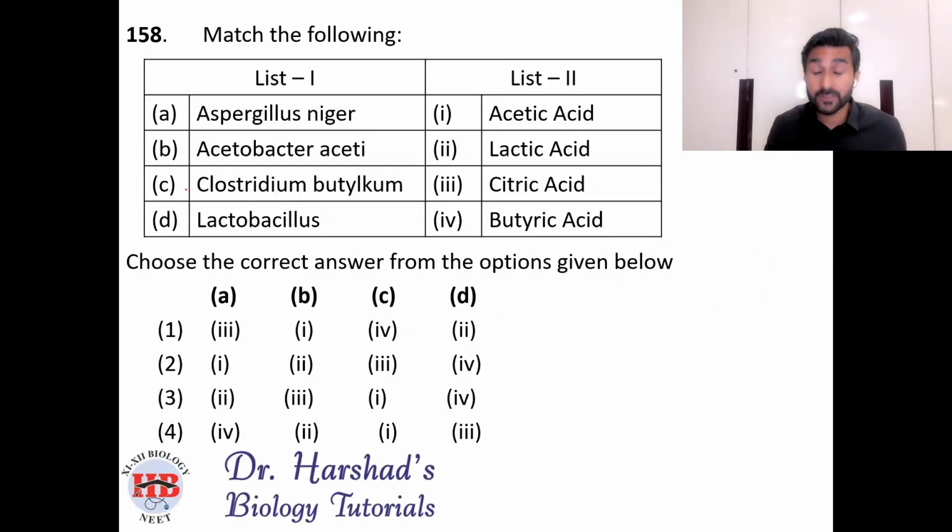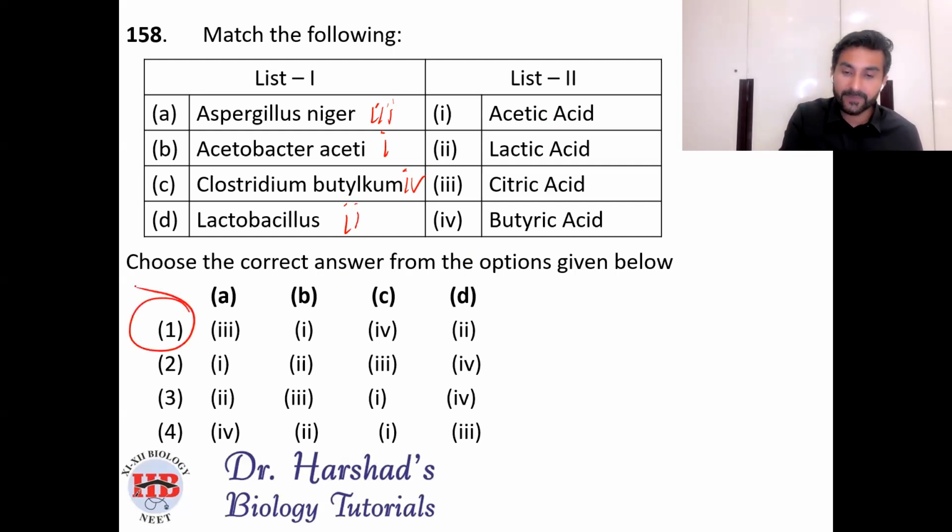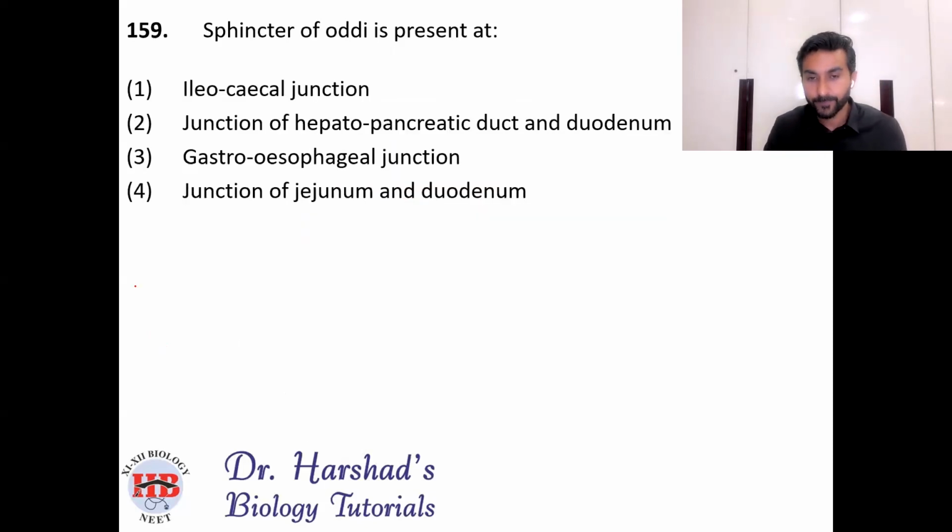The next is the match, which is from the chapter Microbes in Human Welfare, where if you remember Aspergillus niger, Acetobacter aceti. Now Acetobacter aceti is responsible for giving acetic acid. Aspergillus niger gives you citric acid. Clostridium gives you butyric acid, so that is C4, and Lactobacillus gives you lactic acid. So we've got A3, B1, C4, D2, and that's option number 1 for us.